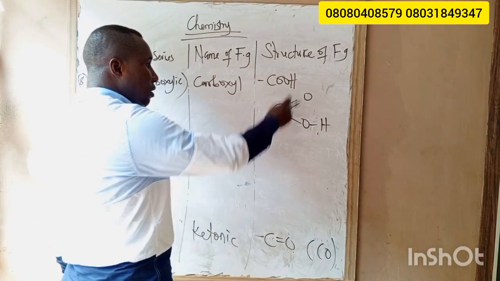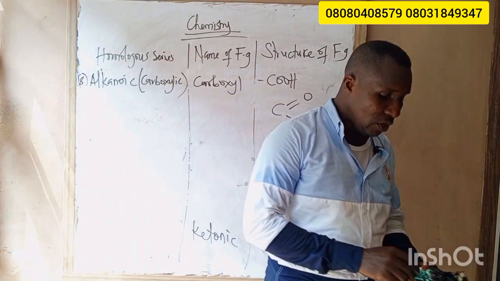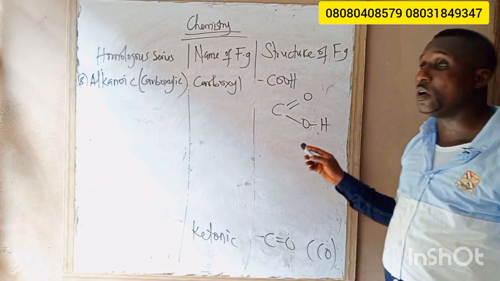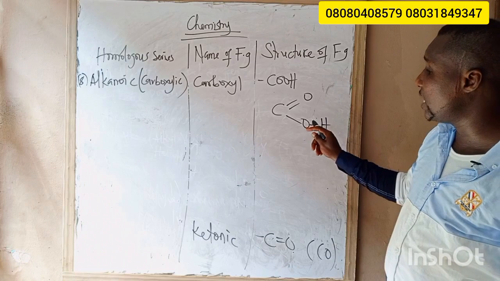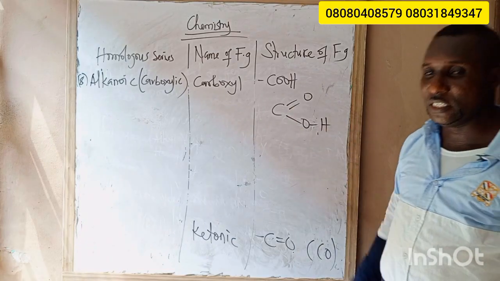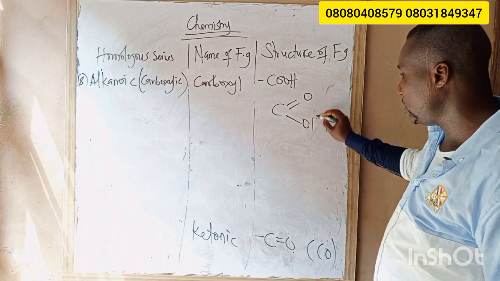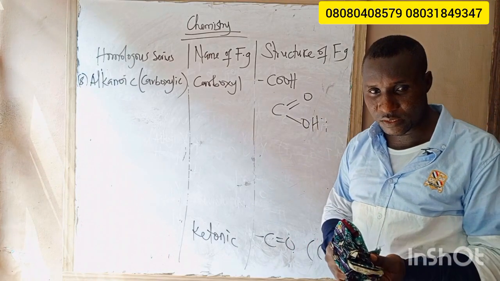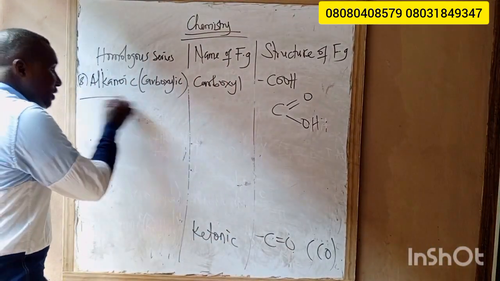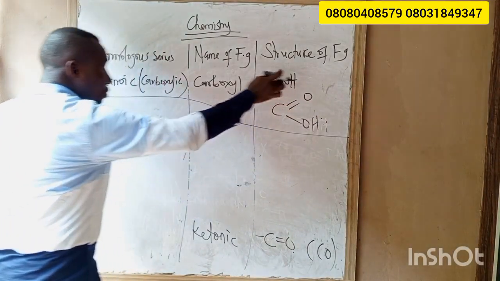Take note. One of the oxygens, the bond between it and carbon, is a double bond. Then the oxygen that has a single bond between it and carbon, hydrogen is attached to that. Take note. This is it. Please take note of that. Then we have the next one. The structure is this, COOH.